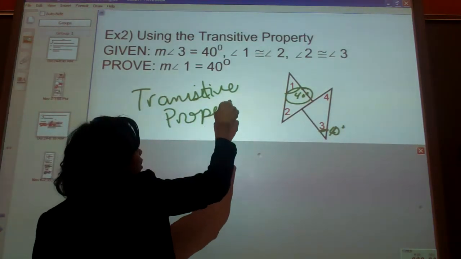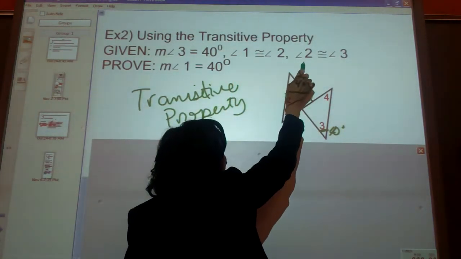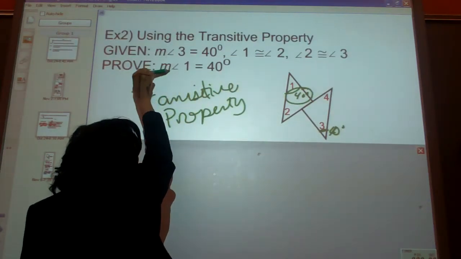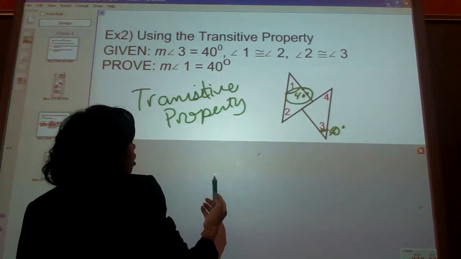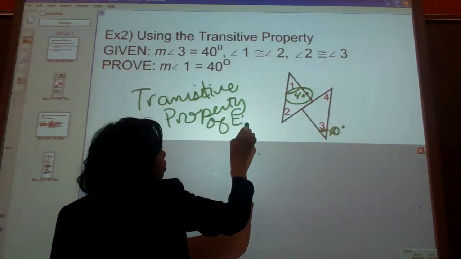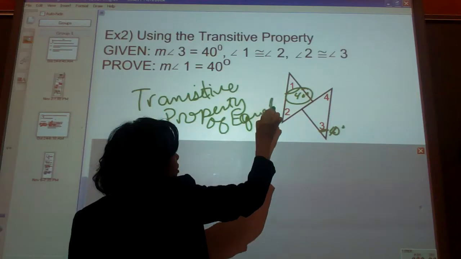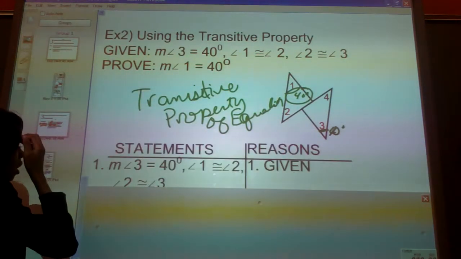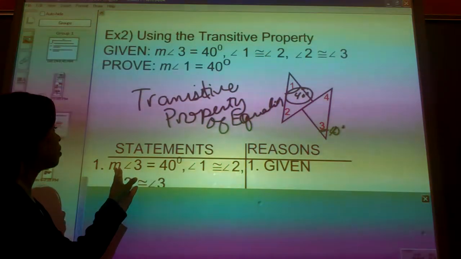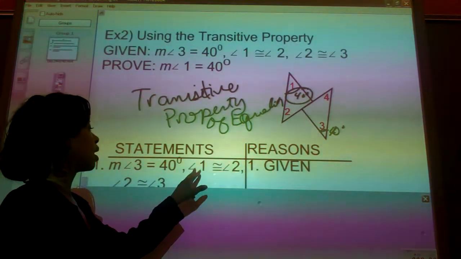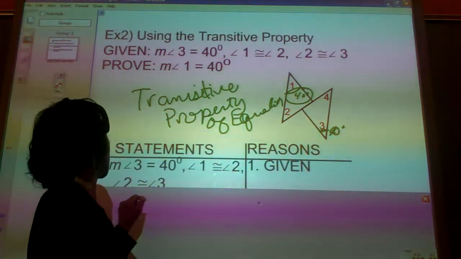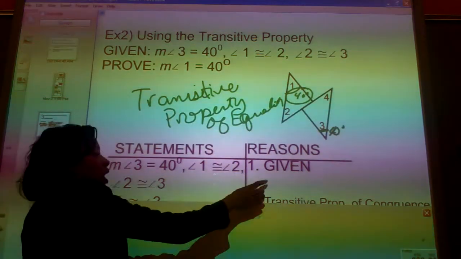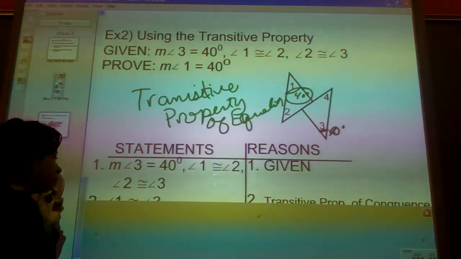Why? Because 1 is equal to 2, 2 is equal to 3, and now they're asking us to prove that basically 1 and 3 are equal to one another. They just put actual values of 40 degrees in there. Now, here I am. First statement, the measure of angle 3 is 40 degrees. Angle 1 is equal to angle 2. And then angle 2 is congruent, excuse me, angle 2 is congruent to angle 3. That information, all of it was given.